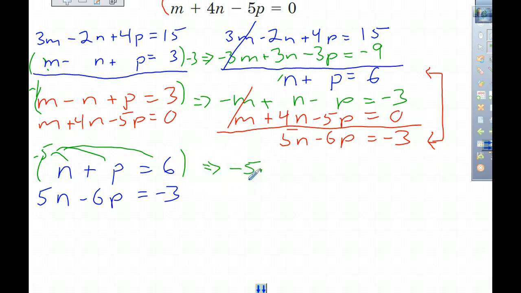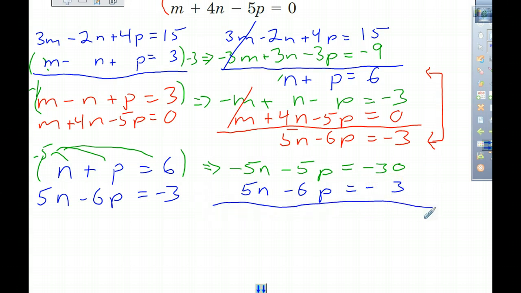So negative 5n. Can you just subtract p and then plug it in? You can do substitution if you wanted to, yeah. That would work as well. And we have 5n minus 6p equals negative. Cancels out. What do we get here? Negative 33. So p must equal positive 3. There's your first solution.